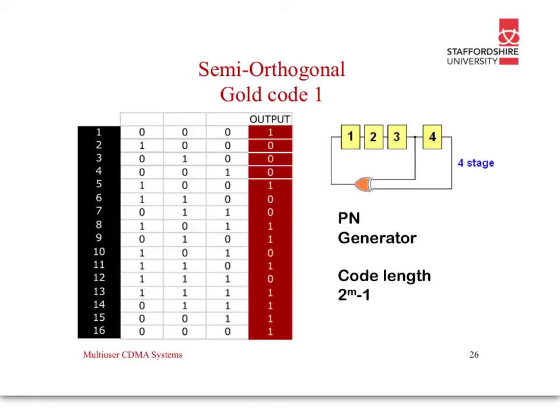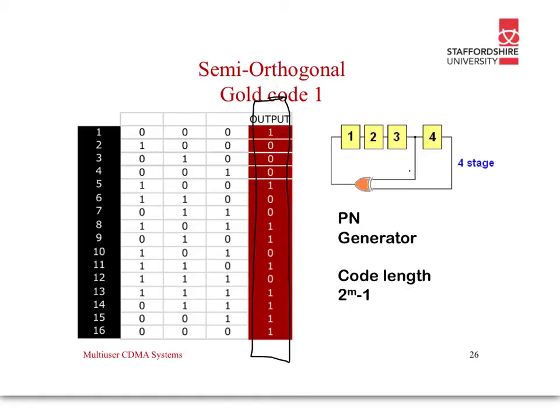So we repeat the process over and over again until we come to a point where we notice that the contents of the shift registers match the starting contents. This is the point at which the sequence is complete. So this is my entire pseudo-noise sequence. This is the pseudo-noise code that's being output from this circuit.